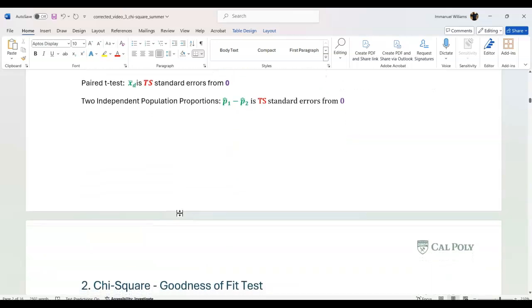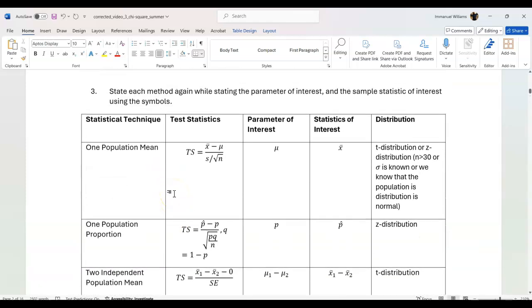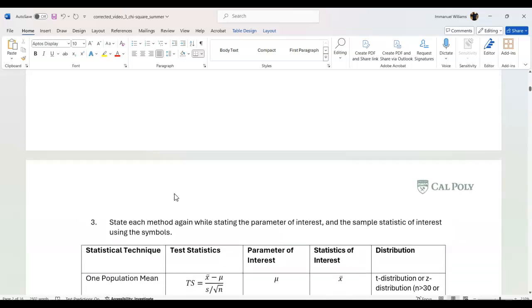Now we're done with the review. I would argue some of that was most likely new information, because you would have to aggregate those thoughts together to formulate this. But one population mean and one population proportion shouldn't be new. It's a review.